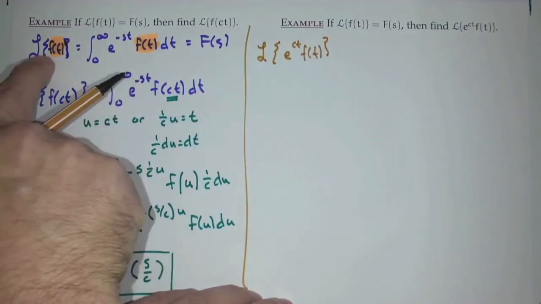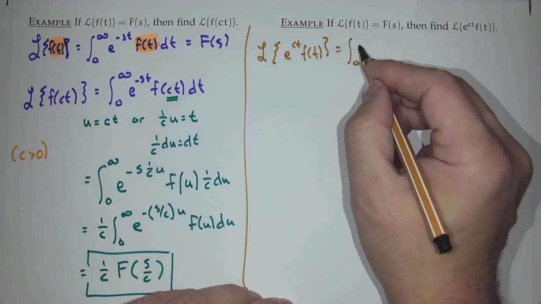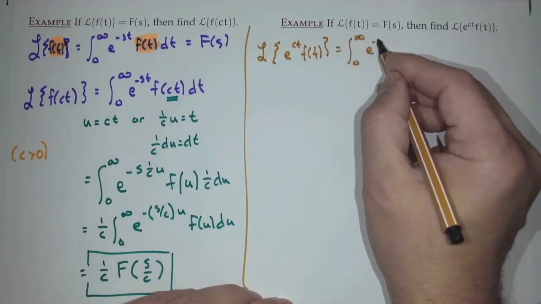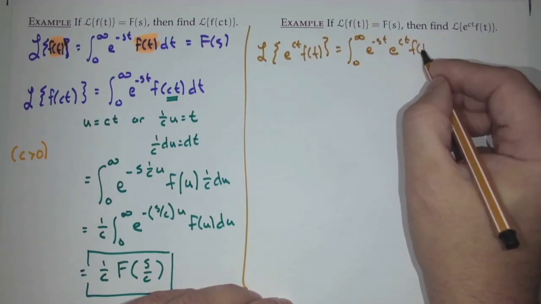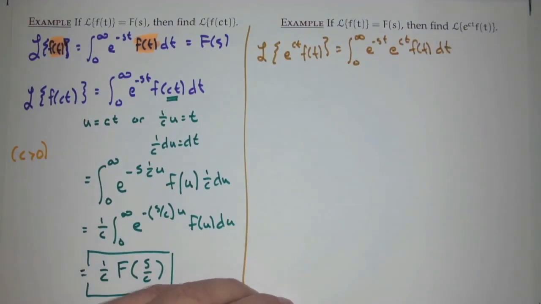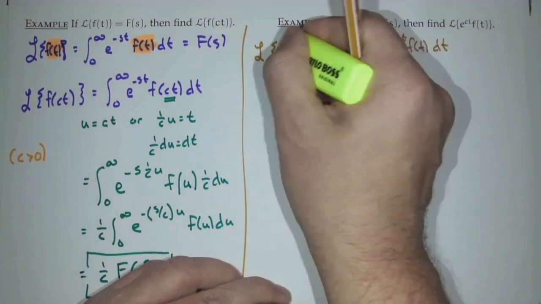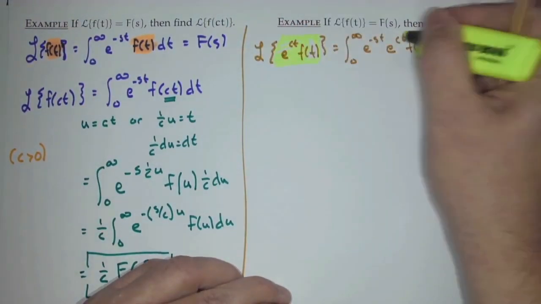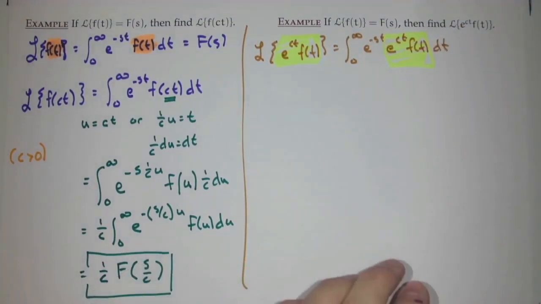So again, that's just the part I'm plugging in. So I'll put it in the right slot: e to the minus st, e to the c times t, f of t dt. So I'm saying that this is my part I'm plugging in, so I plug it in. Well, can we clean that up? Simplify anything?